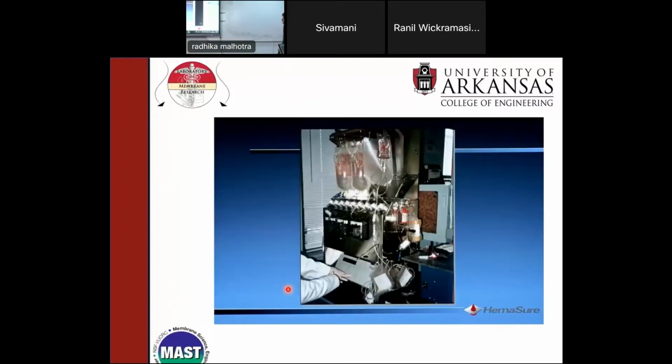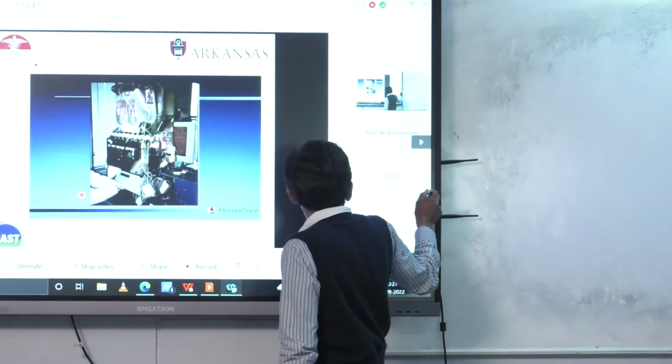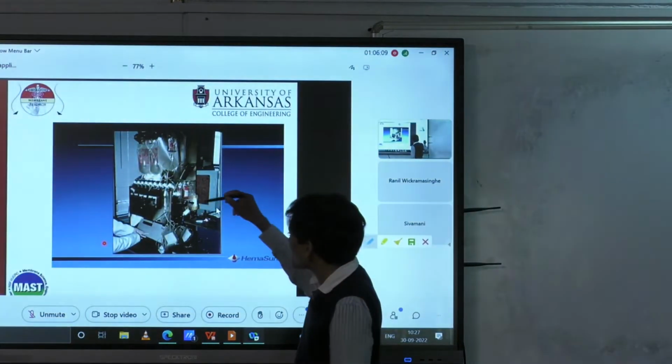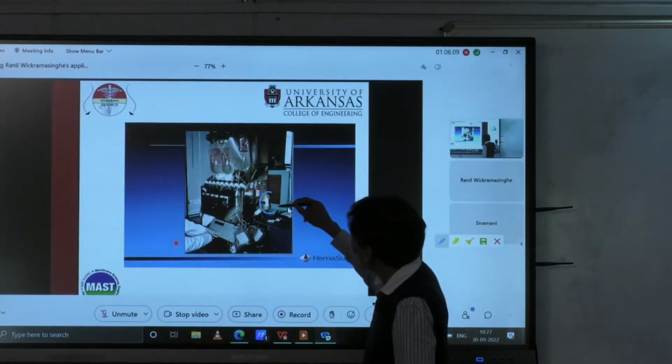This was many years ago, but I thought it was nice. So that's the unit. And you can see here, this is old technology. Today you do it much better. But anyway, for the time, this was automated. Here is the membrane, the hollow fiber module. So today you could do this in half the size and you could automate it. But anyway, that's a hollow fiber module.